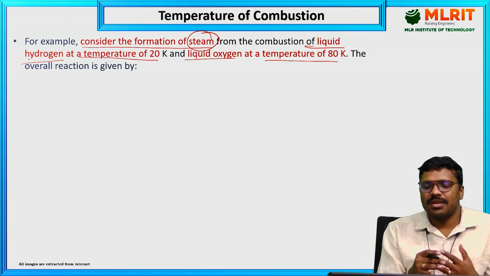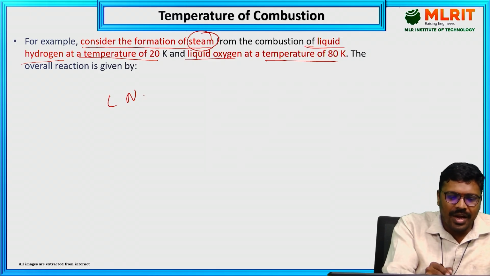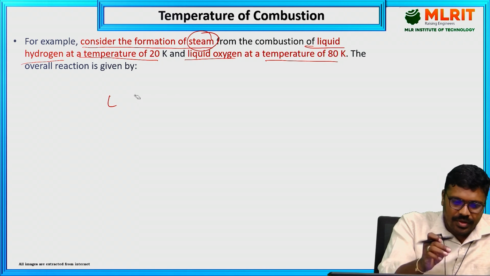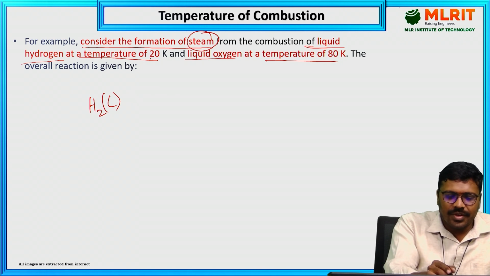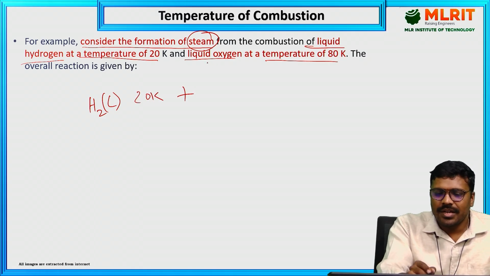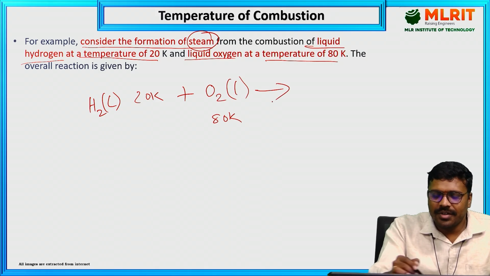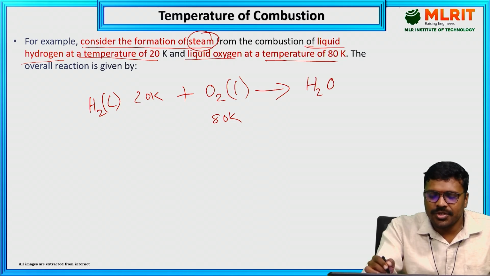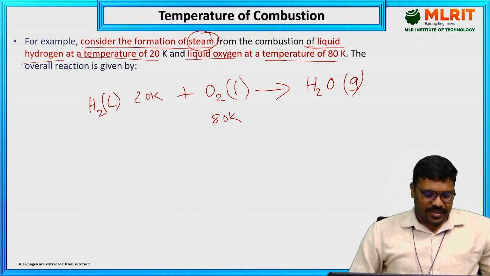So how is this steam being generated? With the help of liquid hydrogen at temperature 20 Kelvin, plus liquid oxygen, also in the liquid state, at 80 Kelvin, and it will form H2O. This is in gaseous state, so H2O steam, right?